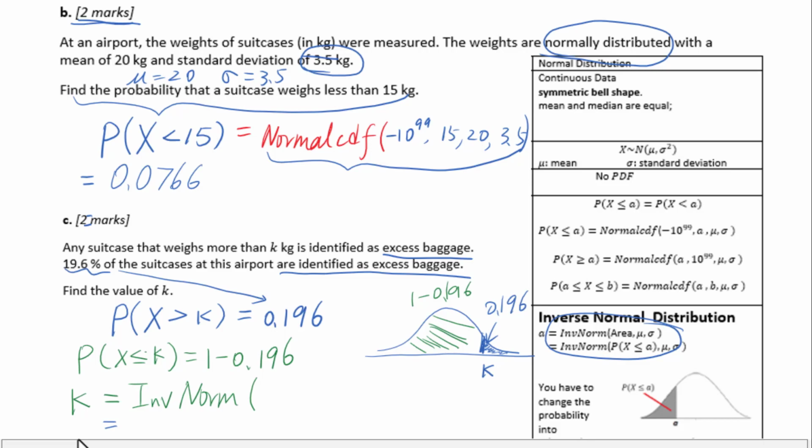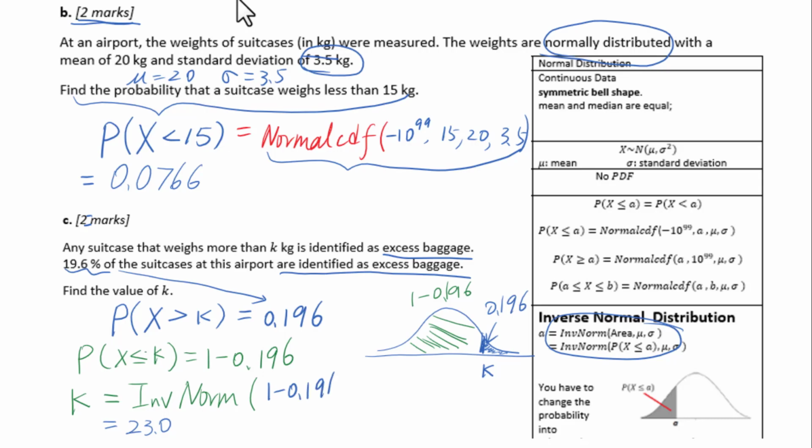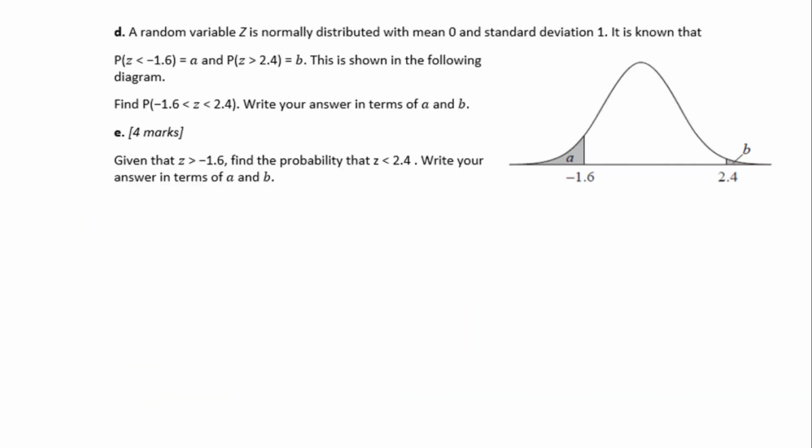You can write down the answer directly. Or if you want to, you can write down this inverse norm, 1 minus 0.196, 20, 3.5. Let's go to D.